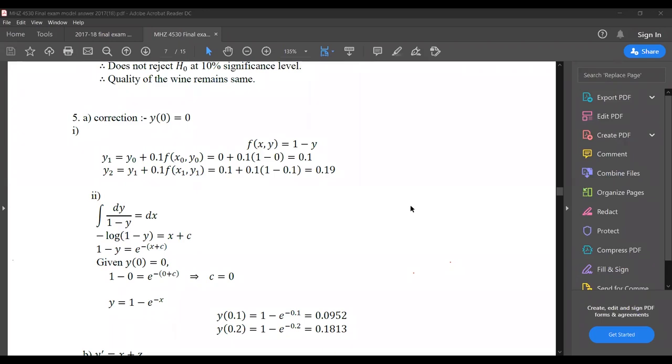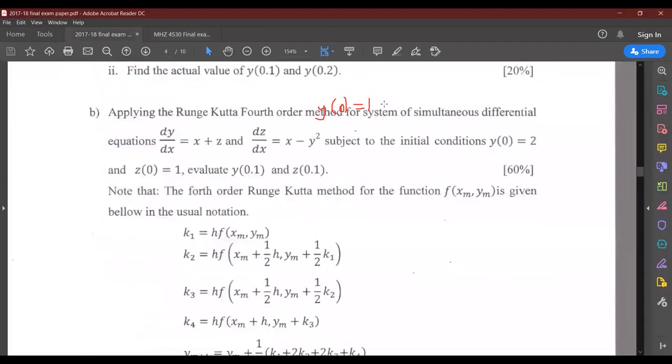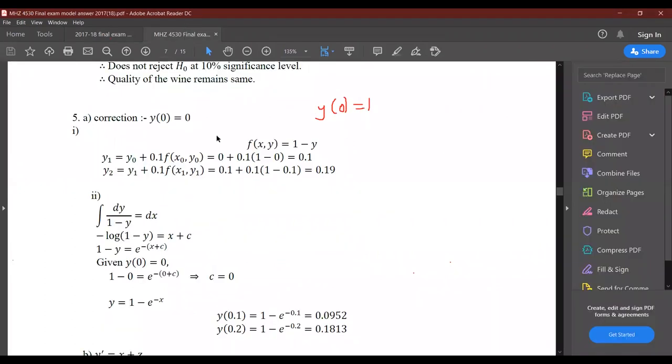So in question five, they're asking us to find, using the Euler method, y(0.1) and y(0.2), considering the step size as 0.1 with an initial condition of y0 equal to 1. In the paper, the initial condition is given as y0 equal to 1, right, in our question paper. Let's check the other PDF also. Yeah, in the PDF it is the same. But in the scheme they have corrected it, right? That is not a big issue, right? y0 is given as 0 in the scheme, right?